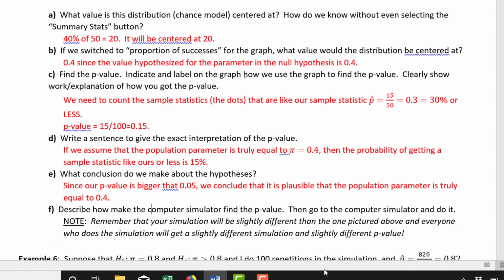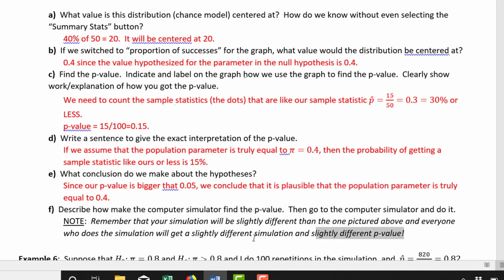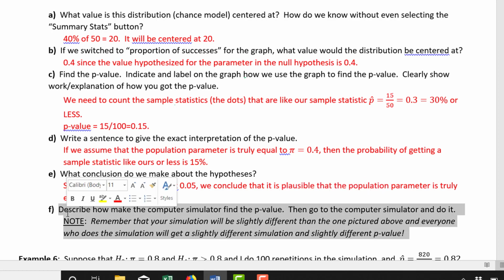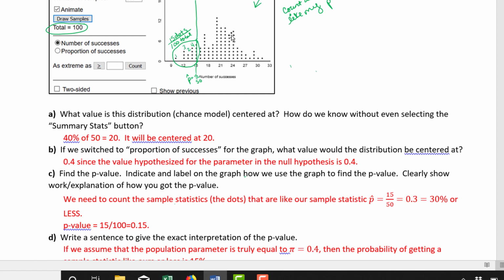All right, and Part F. Part F asks us to describe how to make the computer simulator find this p-value, and then we're going to go to the computer simulator and do it. Now, when we actually go to the computer simulator, we have to realize that every time we do a simulation, all of our simulations will come out a little bit different. And so when you try this at home on your computer, and I try it here in a moment, our distribution is going to look slightly different than the given distribution here from when I used the simulator another day.